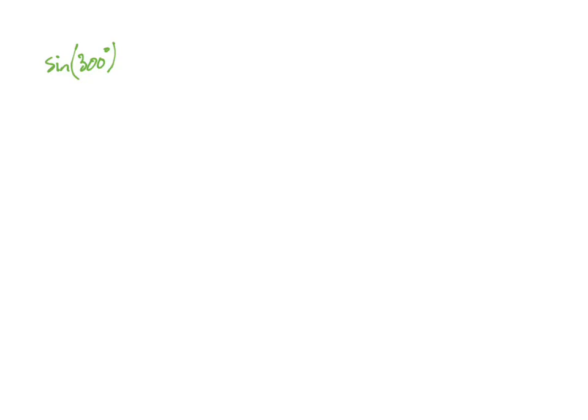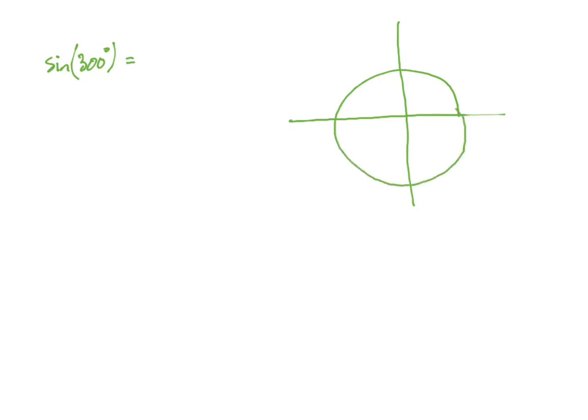So suppose we want to find the value of sine of 300 degrees. Well, if we think about how this is working on the unit circle, 300 degrees is down here. Okay, so that angle is going to look like this. At 300 degrees, we want to find the sine value there. Now, think about what the reference angle is here. The reference angle is 60 degrees.